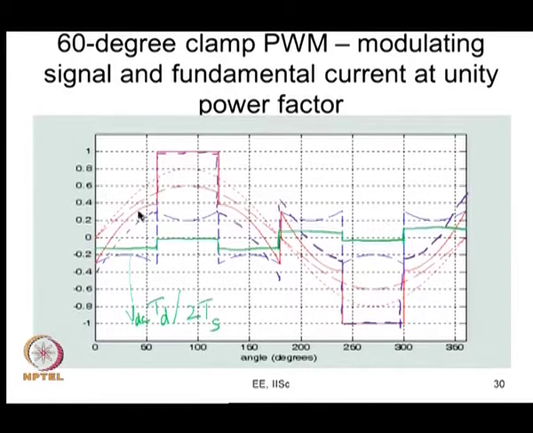The original red one is the modulating signal, and it is the scaled version of average pole voltage. This is the modulating signal already normalized with respect to the peak of the carrier. You multiply this by VDC by 2, this is your average pole voltage, VRO average. Now, this is the ideal average pole voltage, but the non-ideal average pole voltage on account of dead time is what is shown here. So, what is the effect of this?